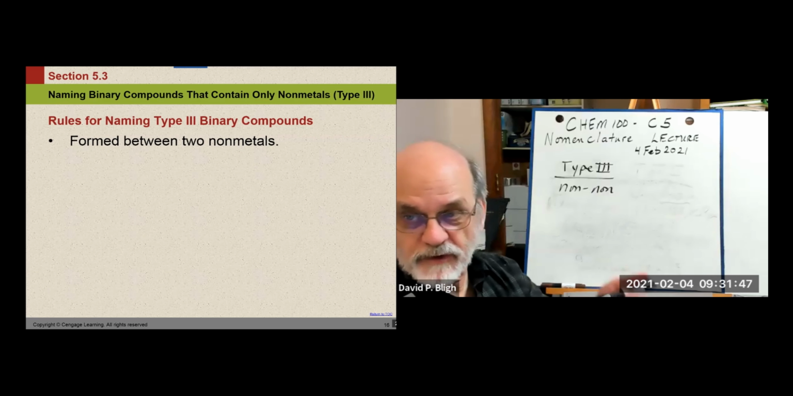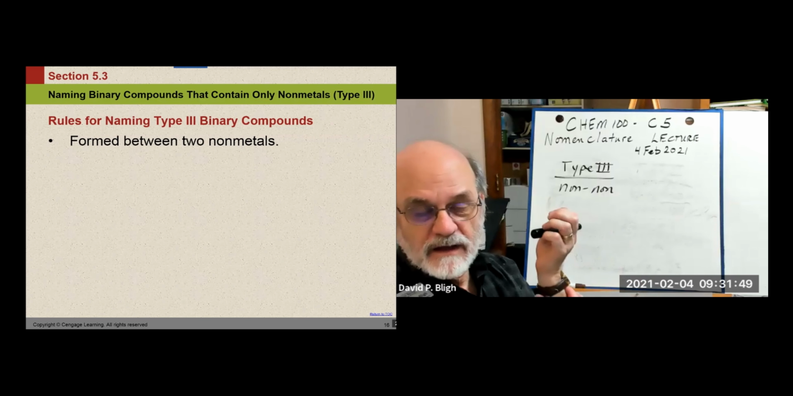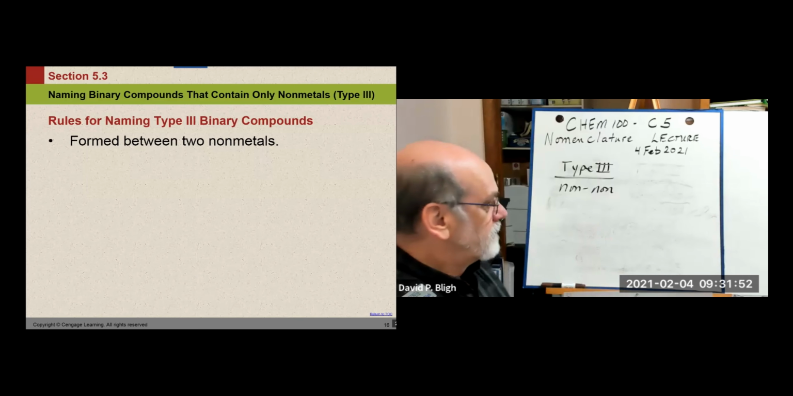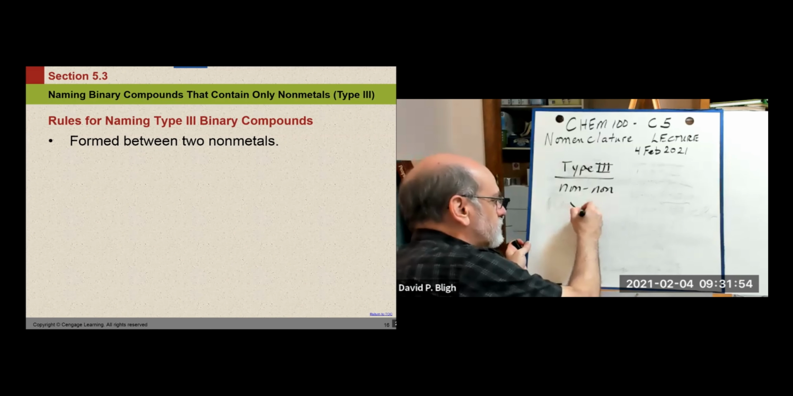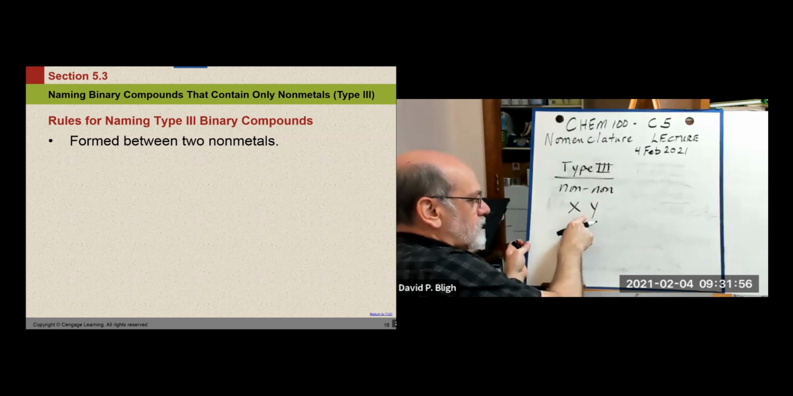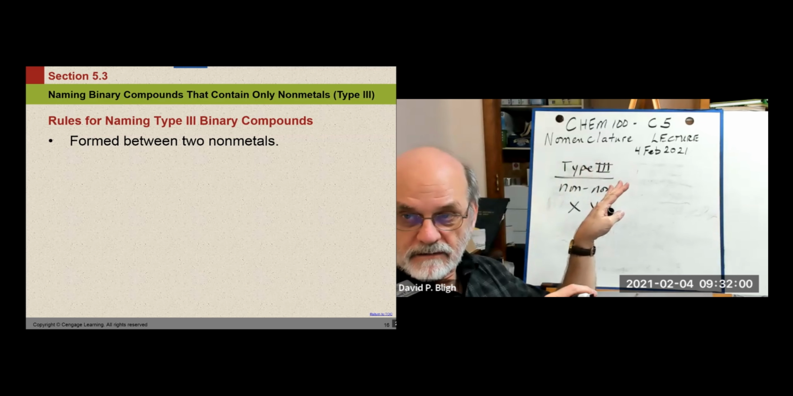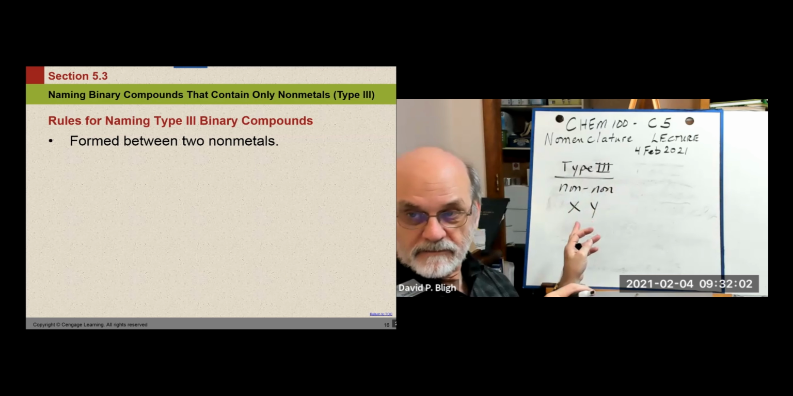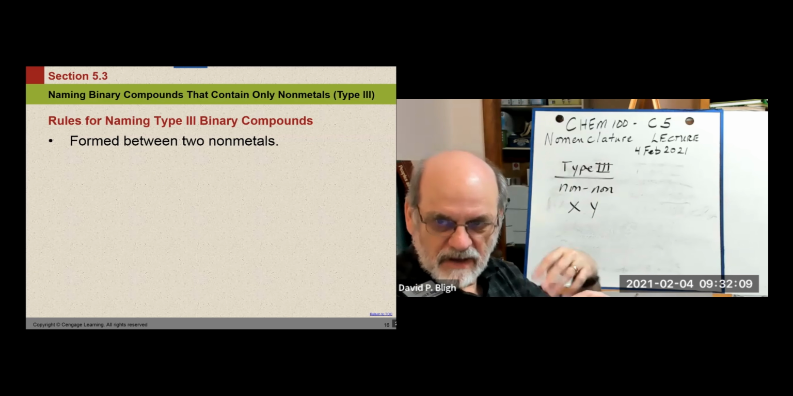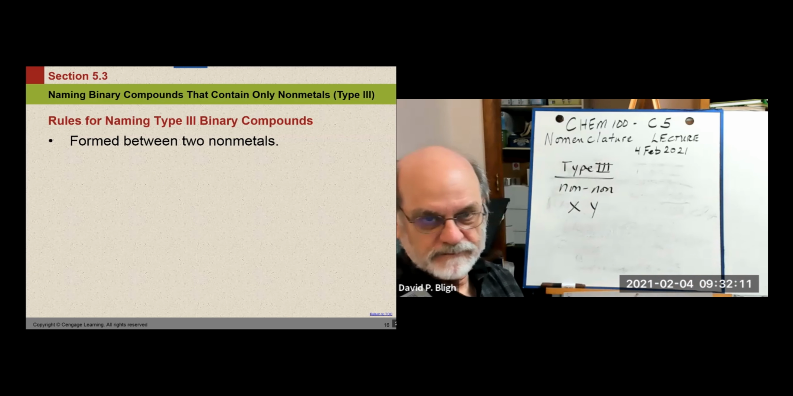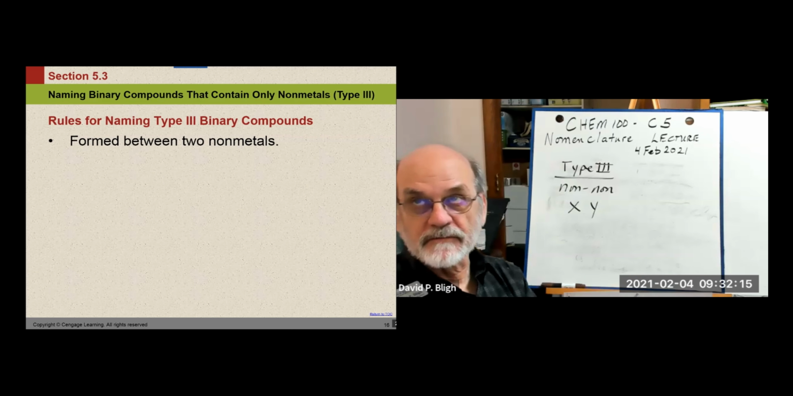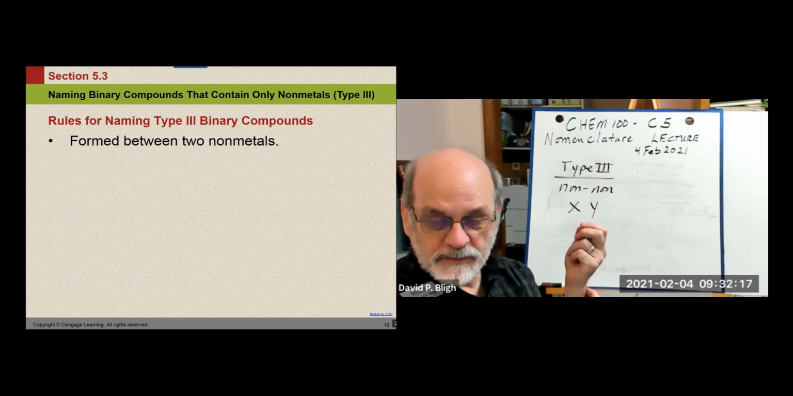Question is, which one comes first and which one comes second? Generally speaking, the first one in the binary is the one that's to the left of the other one, right? Because it will be less electronegative and more metal-like. It's not a metal, but it's more metal-like. So it occupies the first position. That's generally true. There are some exceptions.